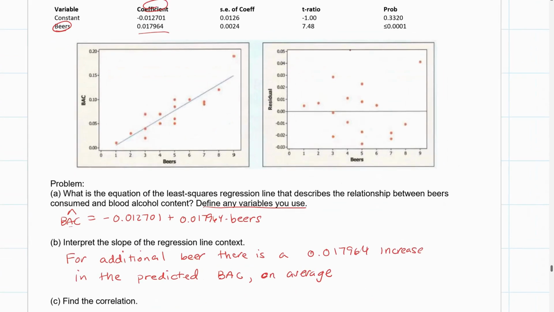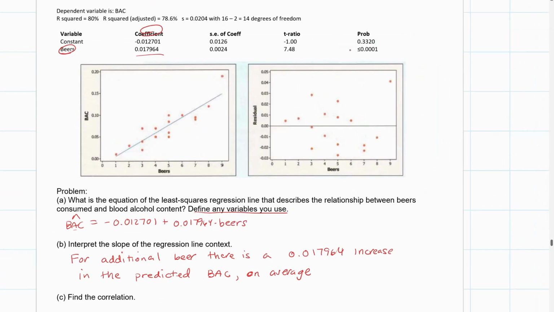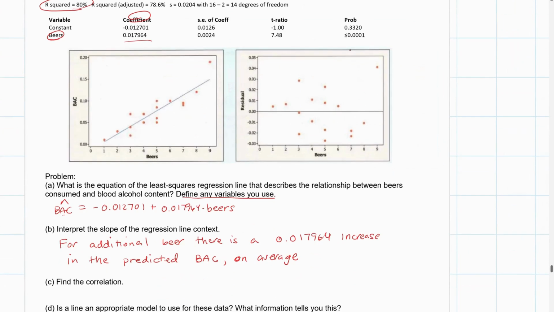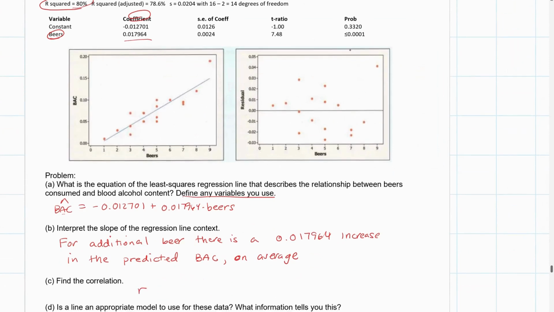Okay, what's the correlation? Well, let's take a look at what they give us. They gave us an 80% R squared value. So the correlation is the square root of 80%, and that ends up being 0.894, which is a pretty strong R value. Make sure, again, the slope is positive, so that R value is positive.